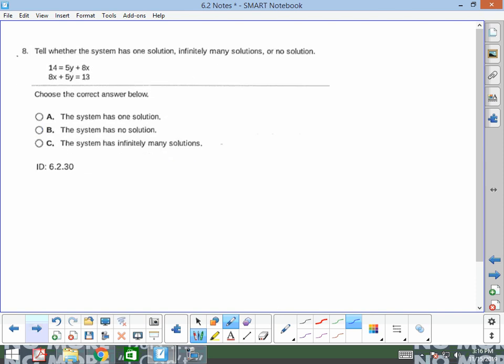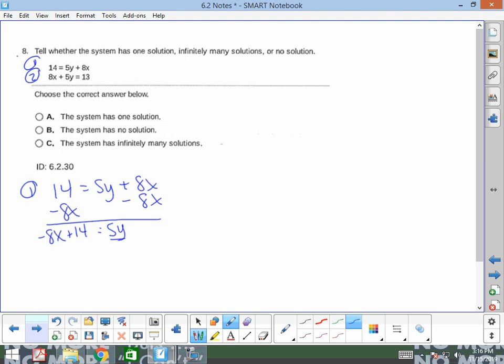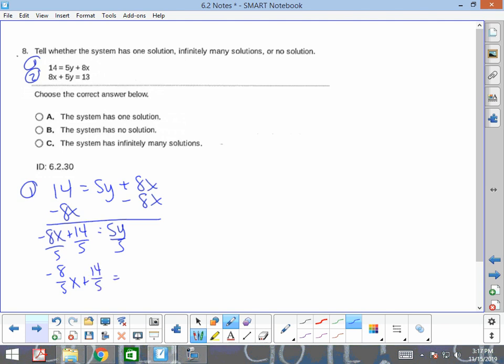All right, number 8. The first equation, that's 14. We're going to solve for y. So subtract 8x, and I get negative 8x plus 14 equals 5y. So that's negative 8/5 x plus 14 over 5 equals y. So here the slope is negative 8 over 5. The y-intercept is 14 over 5.